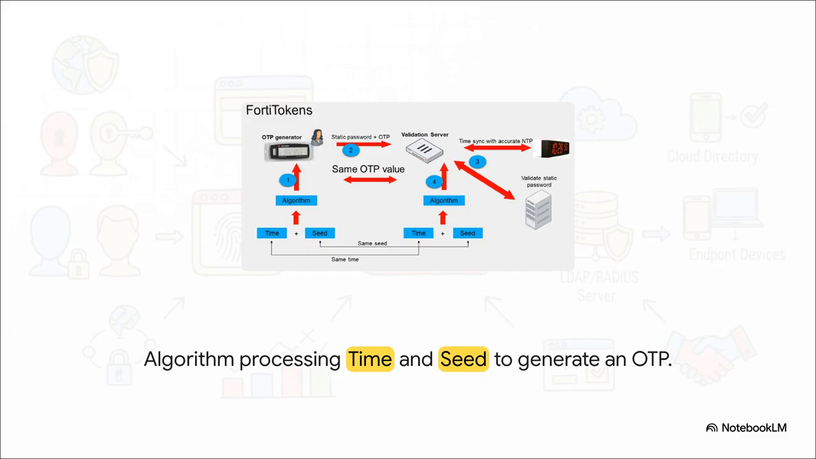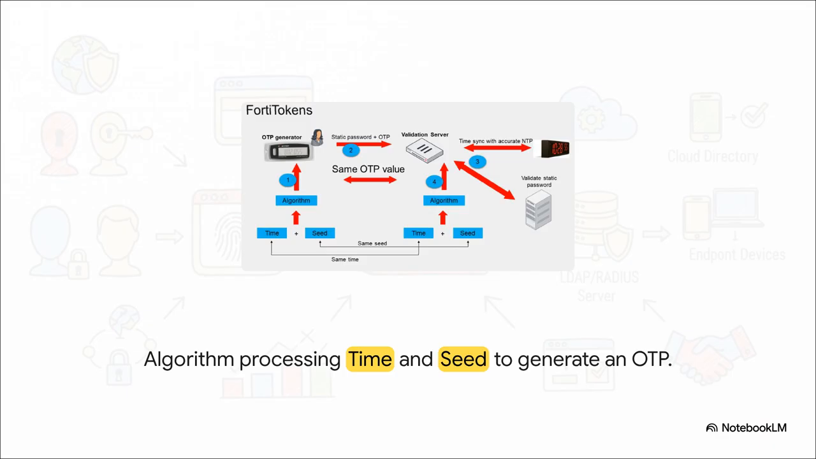So, how does a token magically generate a valid 60-second passcode without an internet connection? It uses two inputs, a static, randomly generated seed value and the current time from an internal clock. An algorithm processes these two inputs to generate the passcode.